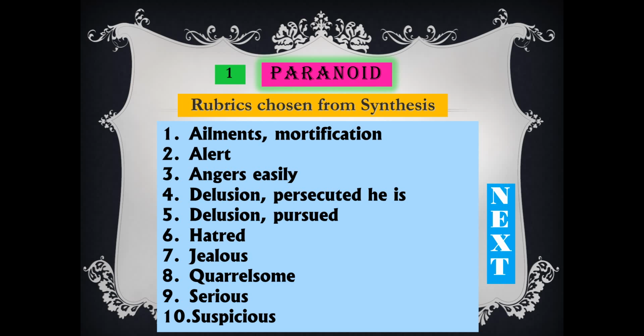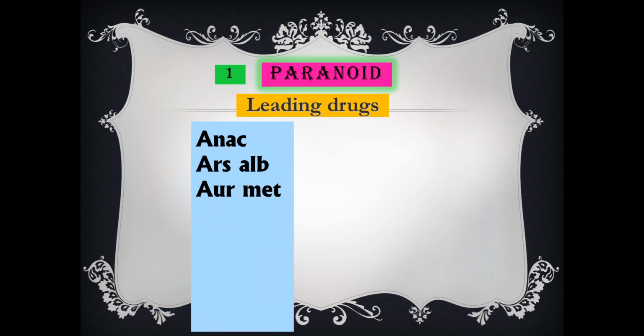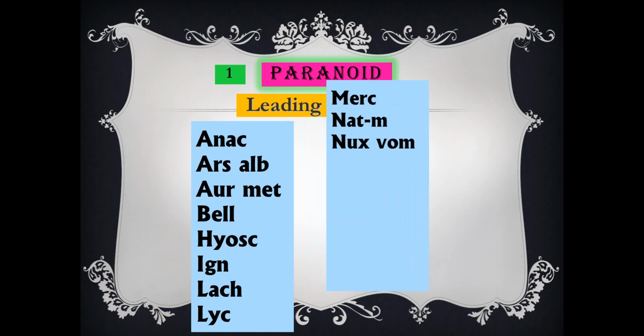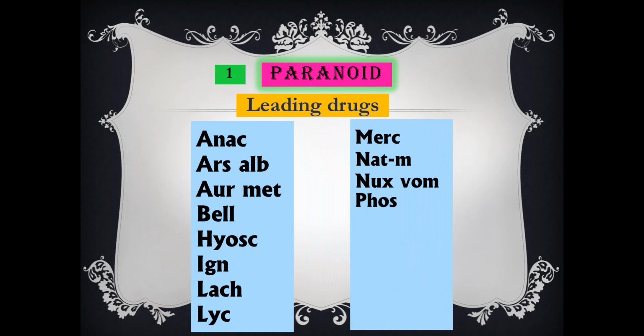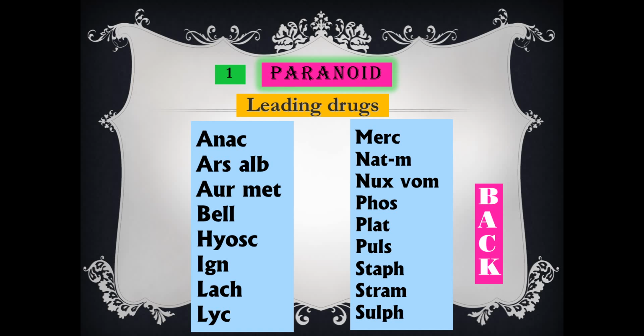You see, all these rubrics will not be a simple conversion because in the book of psychiatry, those very words will not be exactly available. You have to do a sort of matching. After this matching, what do you get? You get leading drugs: anacardium, arsenic, aurum met, belladonna, hyoscyamus, ignatia, lachesis, lyco, mercurius, natrum mur, nux vomica, phosphorus, platina, pulsatilla, staphysagria, stramonium, and finally sulphur. So these are the drugs.